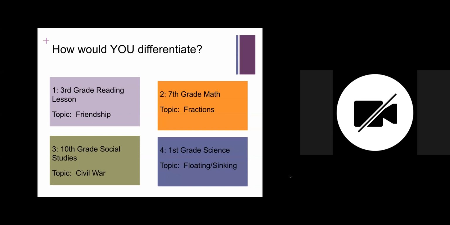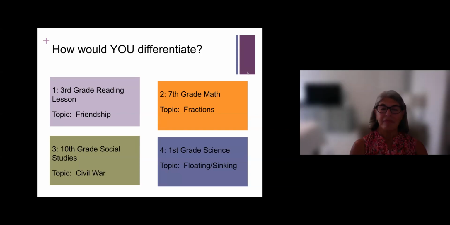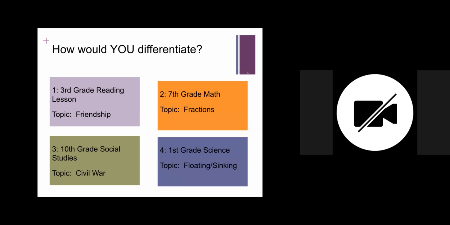So we talked about splitting them into groups based on reading level and then giving them different articles or books or whatever it is based on friendship. And then we also talked about making each book or article about a different topic within friendship and then having them work as a group to summarize it and then share it with the class. That way the whole class gets every idea, but they're still reading something that's appropriate for their skill level.